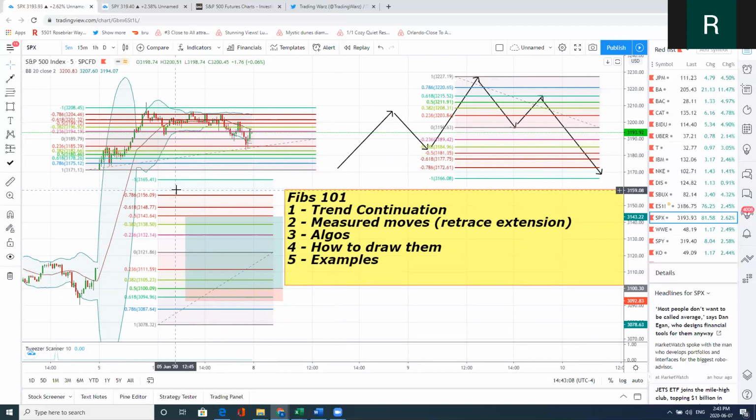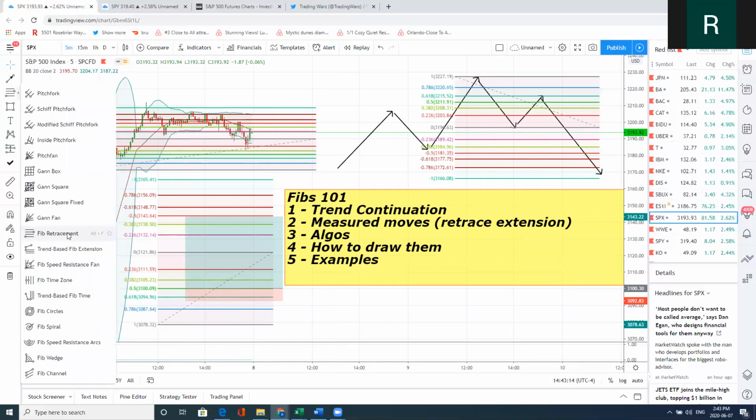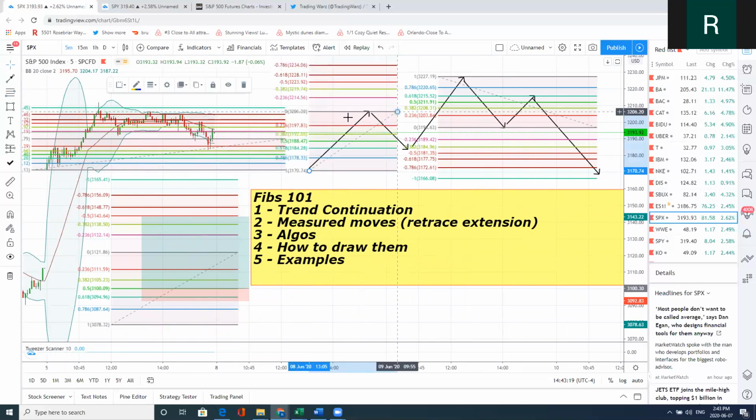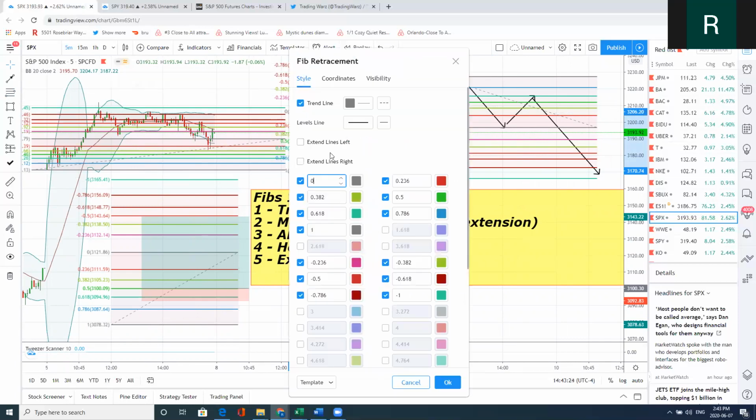Okay? And for the Fibs, you just click on this little icon here on TradingView, hit Fibonacci retracement, and then you just draw it from swing low to swing high. Okay? And then what I do, so let's go into the settings here so you guys can see. What I do is I manually type in the extensions, because you can draw an extension separately, but I like to have my retracement and extensions already in one drawing.